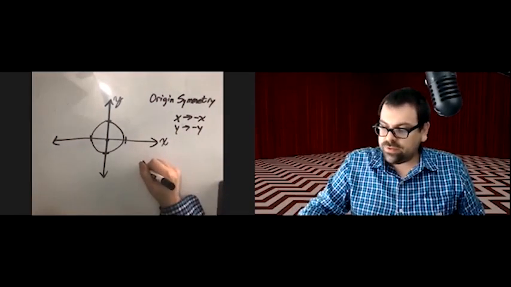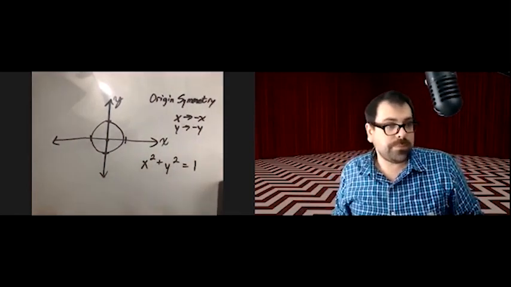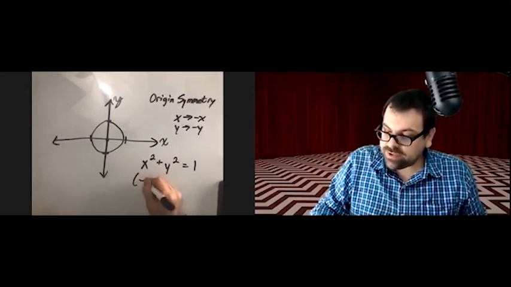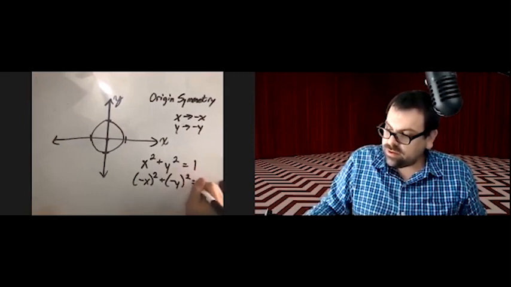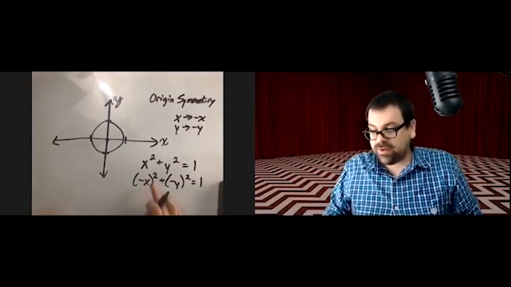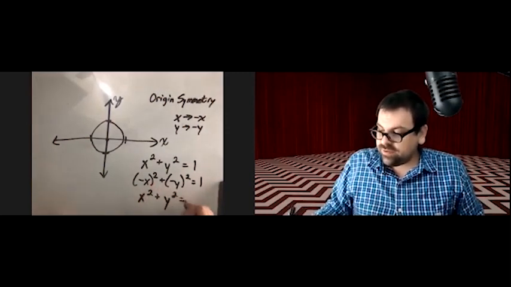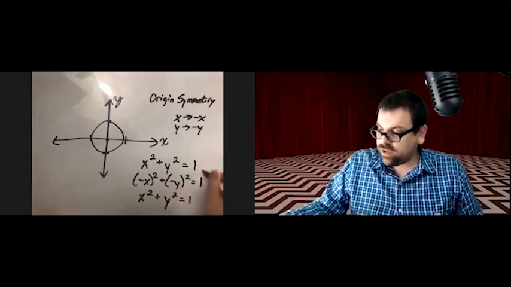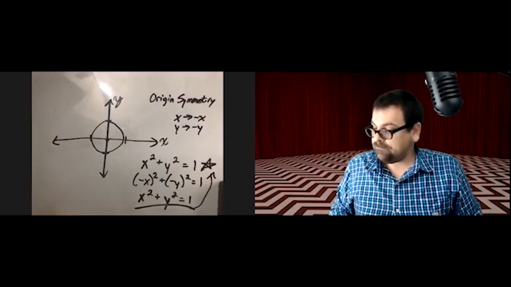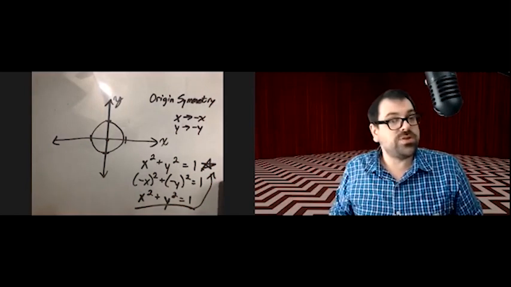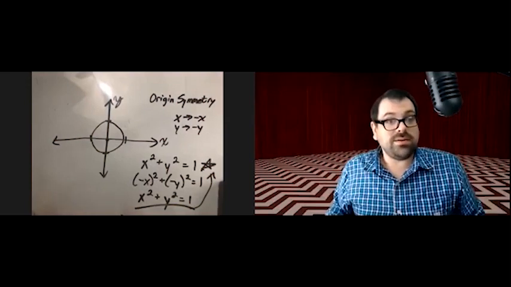Here, if we use the same equation we've been using, and we replace x with negative x and y with negative y, a negative squared is positive. A negative squared is positive. We do get the original back. So this does have origin symmetry. Great. What does it mean?